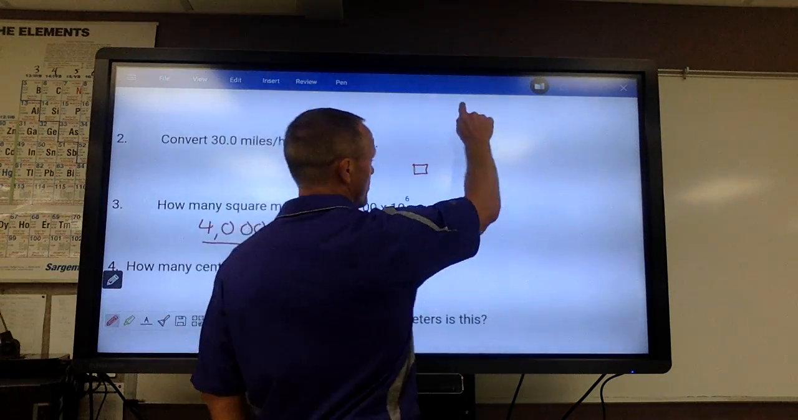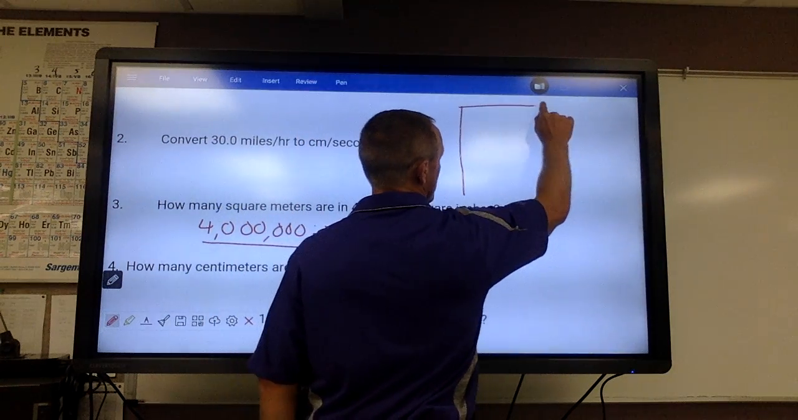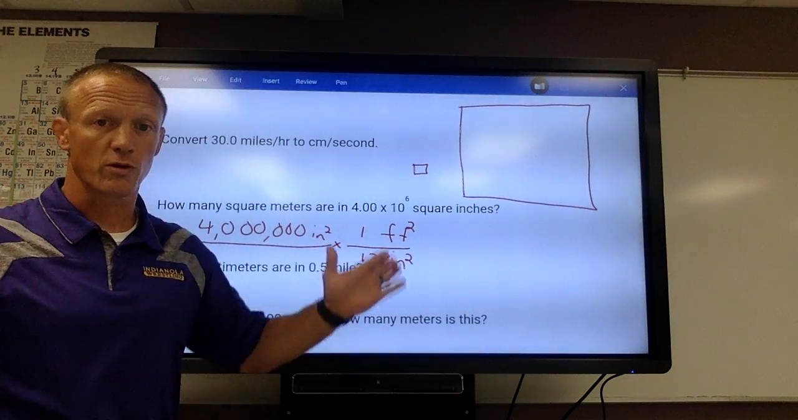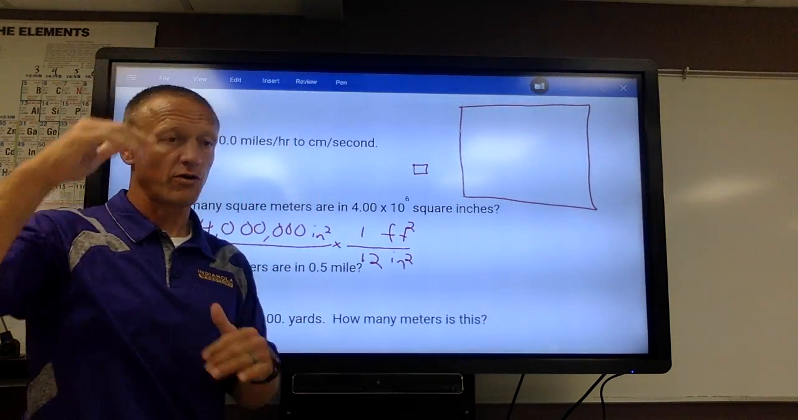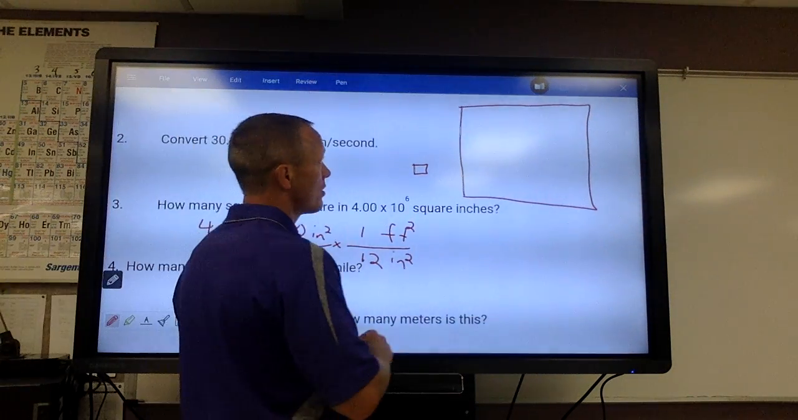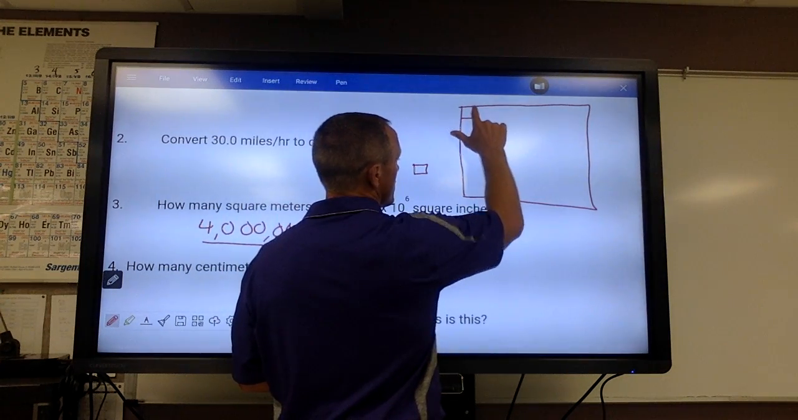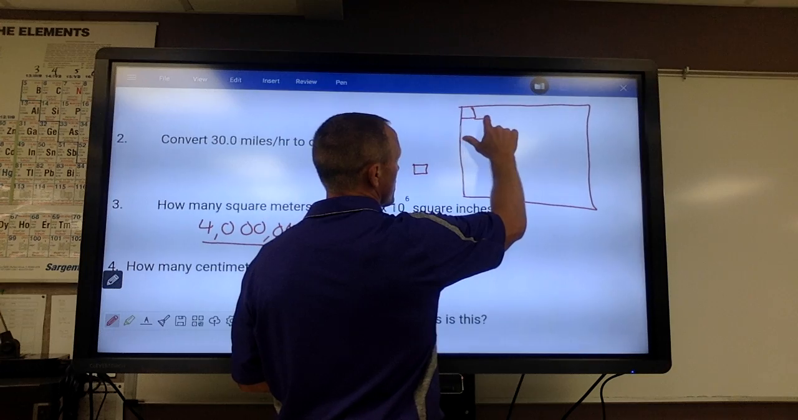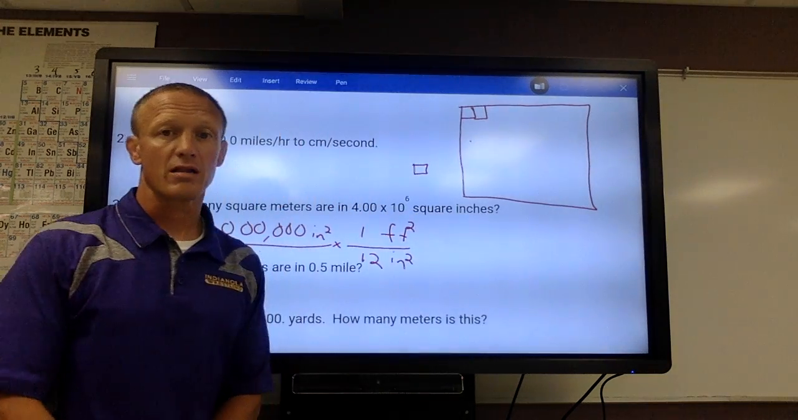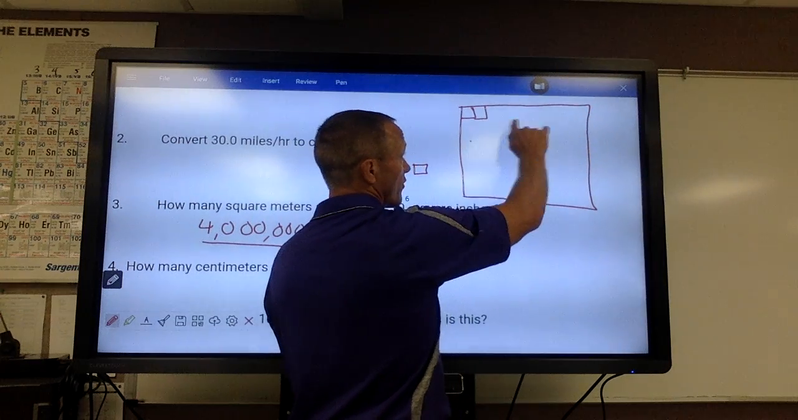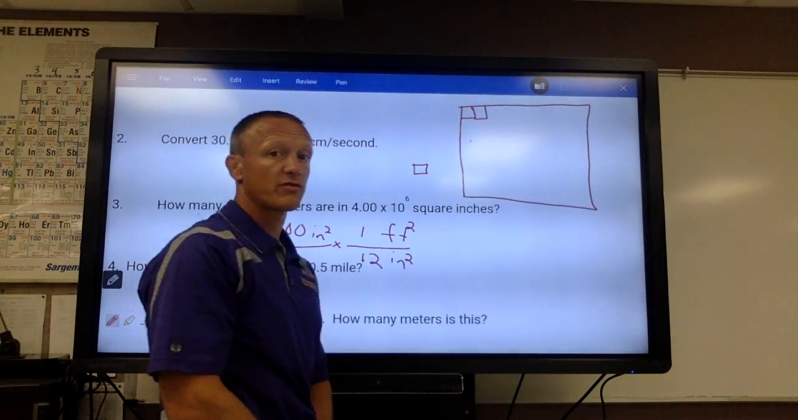Here's a square foot. A foot by a foot, that's a square foot. Our floor tiles in this room are that. Well, a square inch is only about that big. We can draw a lot of square inches in there. I could draw a row of 12, a row of 12, a row of 12. I could draw 12 rows of 12.